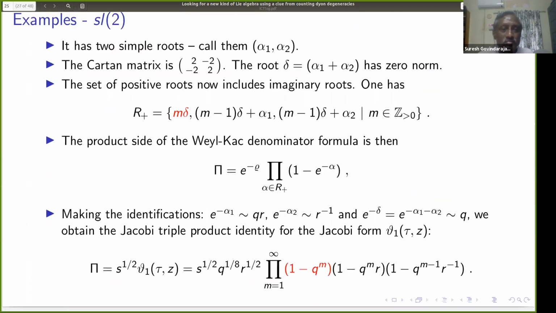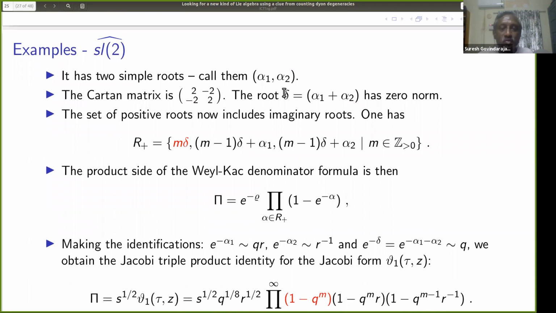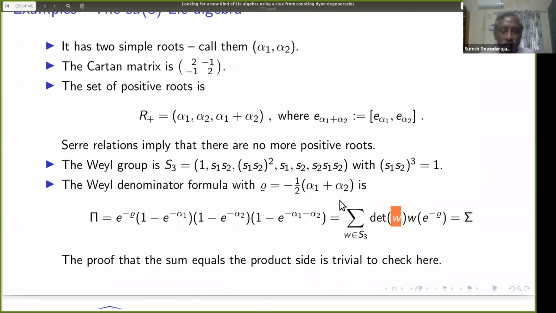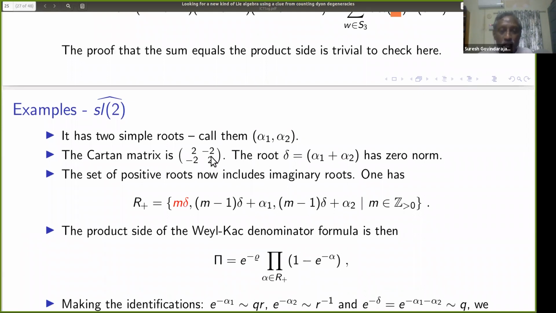Now let's get on to SL2 hat. It has 2 simple roots, call them alpha 1, alpha 2. And the Cartan matrix now is 2, minus 2, minus 2, 2. So the only change here is that minus 1 got replaced by minus 2. But now this matrix has 0 determinant, and the root delta, which is alpha 1 plus alpha 2, has 0 norm. So it's imaginary. By the way, in Lie algebra, the norm is what we call norm squared in physics. Roots with 0 or negative norm are called imaginary roots. So there is an imaginary root, but it is not a simple root, because it's a sum of alpha 1 and alpha 2.